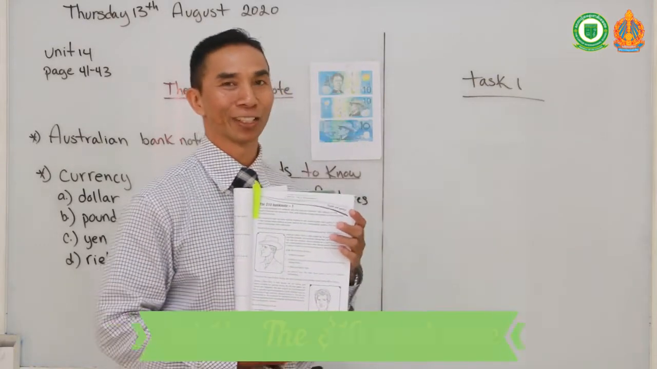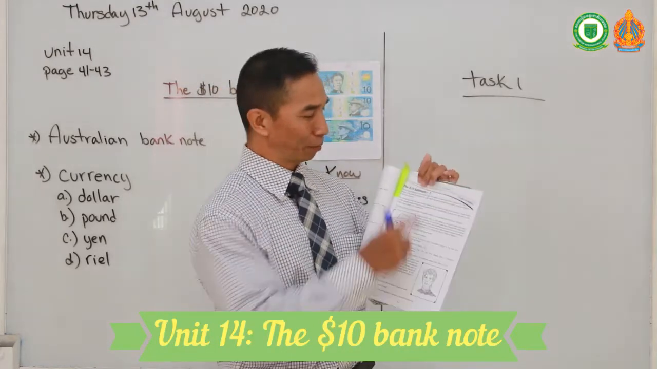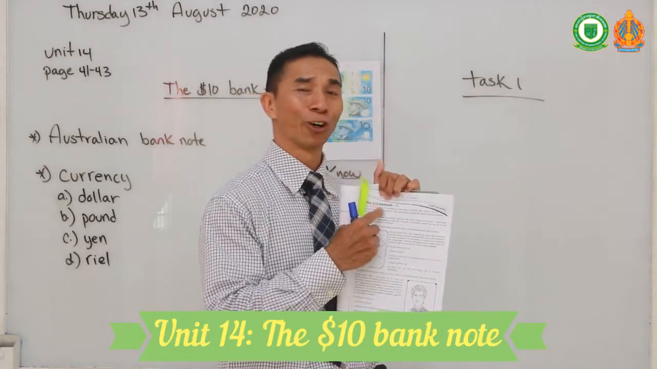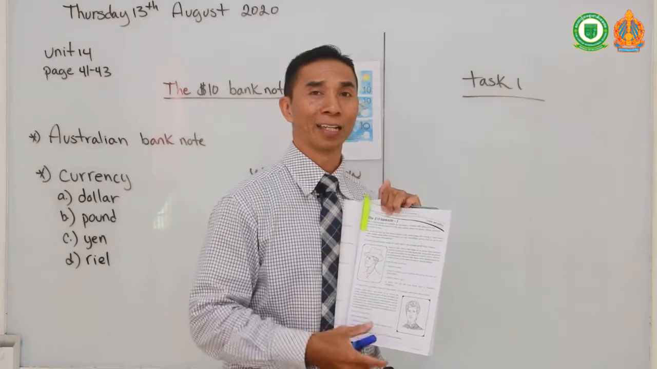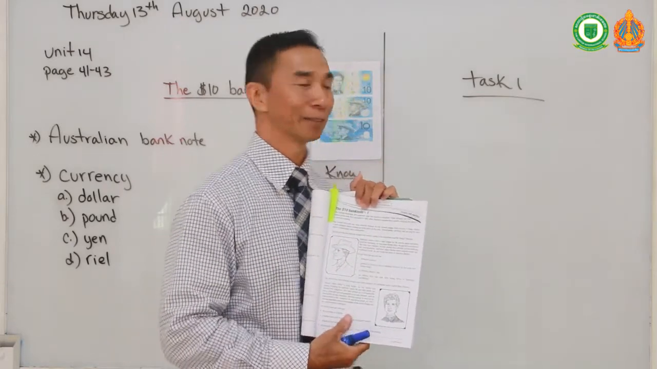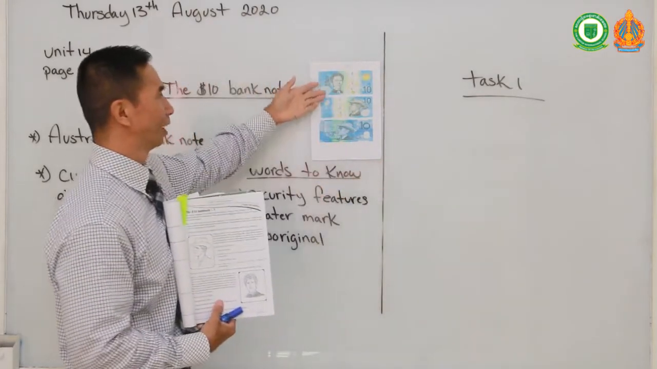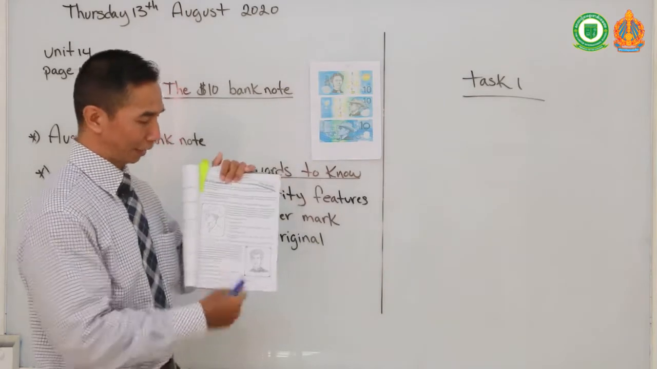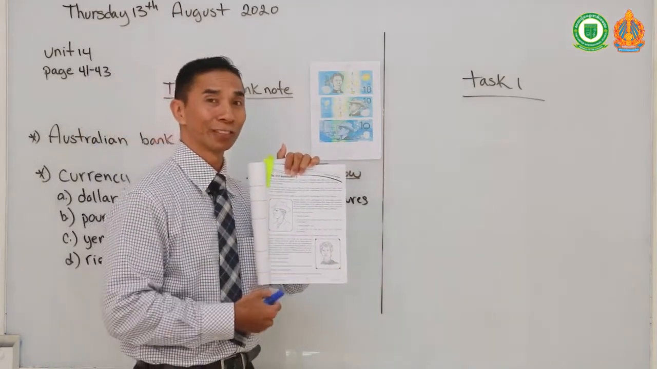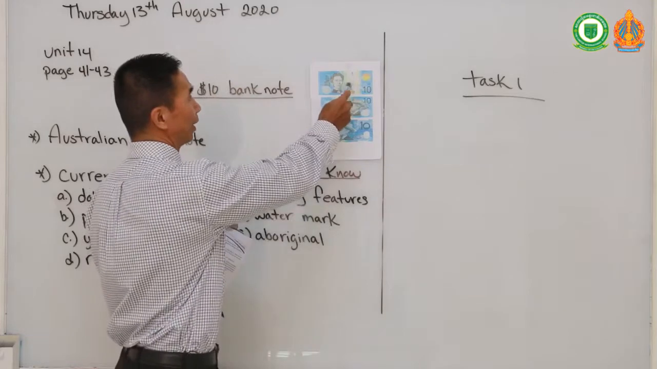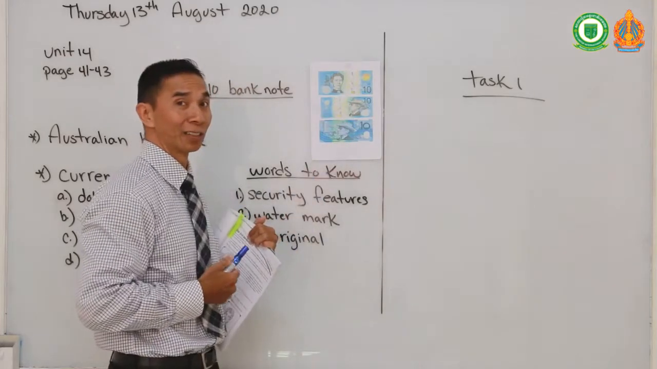Do you know what a banknote is? But you know the sign $10, right? So a banknote is actually currency. It is money. I have a picture here of a $10 banknote from Australia, which is within the text that we're going to read today. This is a picture of a $10 note in Australia.